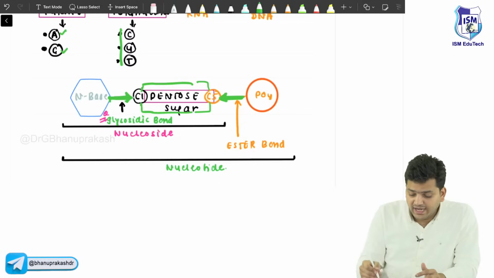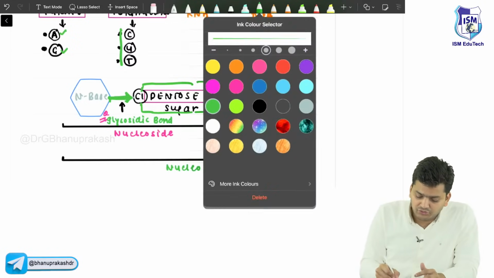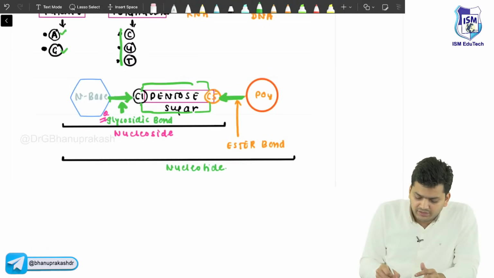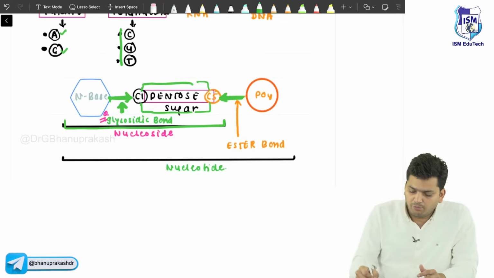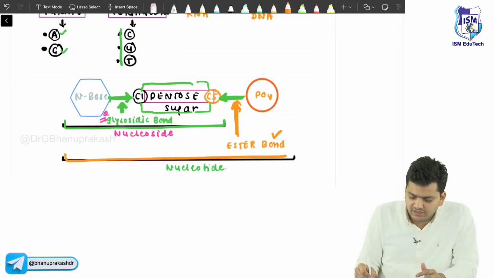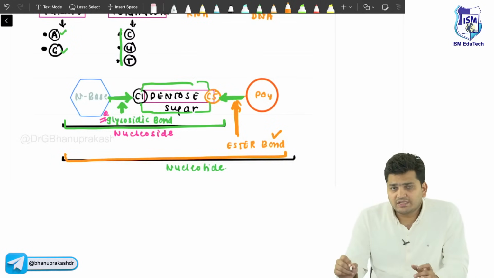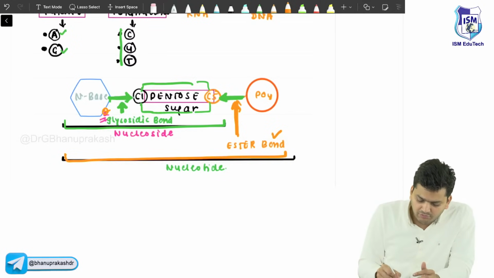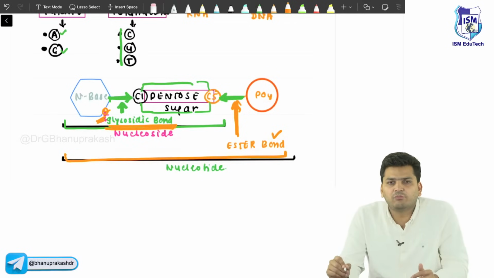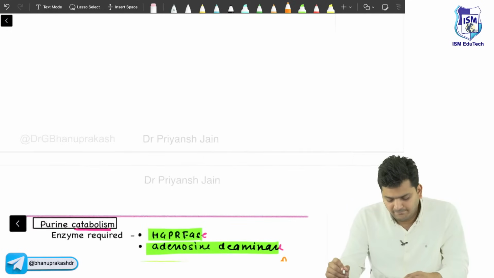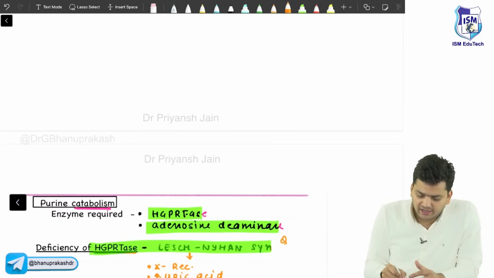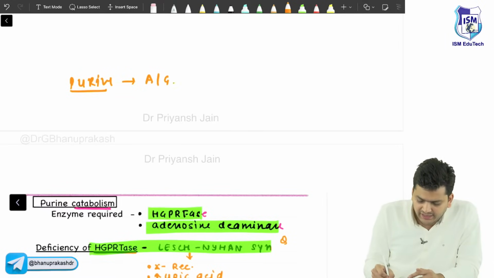The nitrogen base and the pentose sugar, when they unite, the bond is the glycosidic bond. And this unit is called the nucleoside. On top of that, we are going to add the phosphate with the help of an ester bond, and this entire unit is called a nucleotide. So they ask what is the bond? The important question is what is the bond between the nitrogen base and the pentose sugar? It is the glycosidic bond. Done. When it comes to the purines and pyrimidines, we are saying that the purines which we have are A and G.